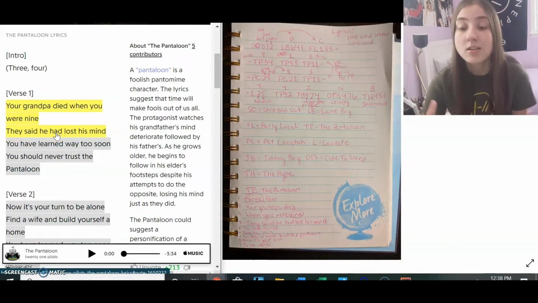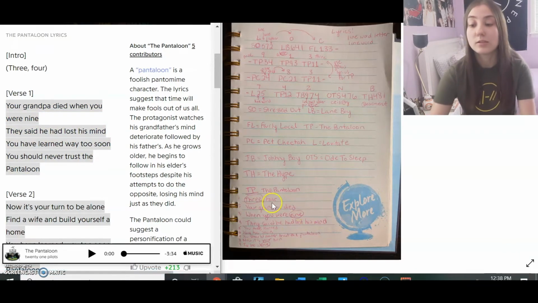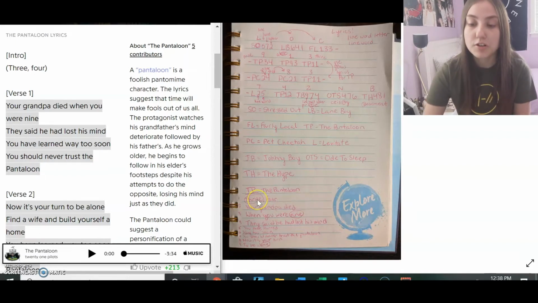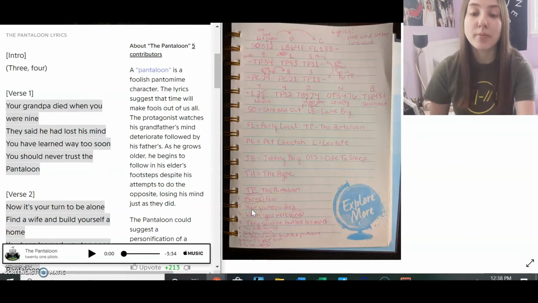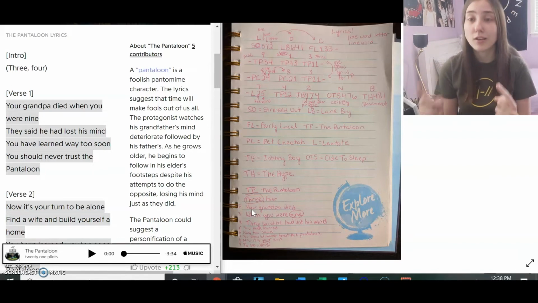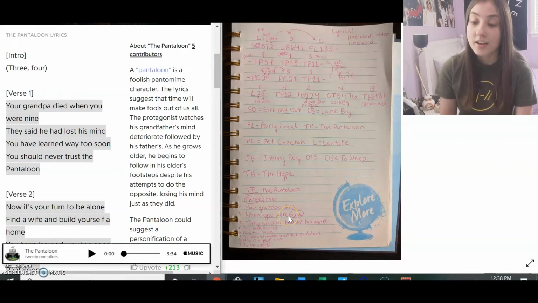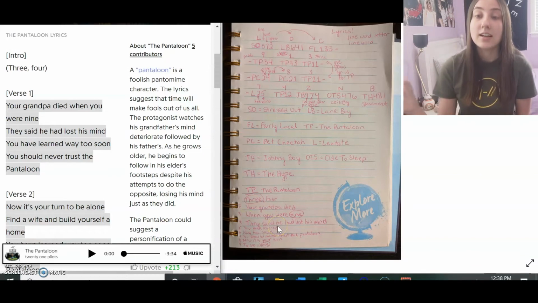So down here at the bottom of my journal, I wrote out the lyrics of the Pantaloon in lines based on the way it's sung in the song. Hopefully this makes sense. We start first with that 3/4. And then the next part, I know here they have "your grandpa died when you were 9" as one line, but the way the song goes, you can split those up into 2 separate lines. And then the next part would just be one line: "they said he had lost his mind."